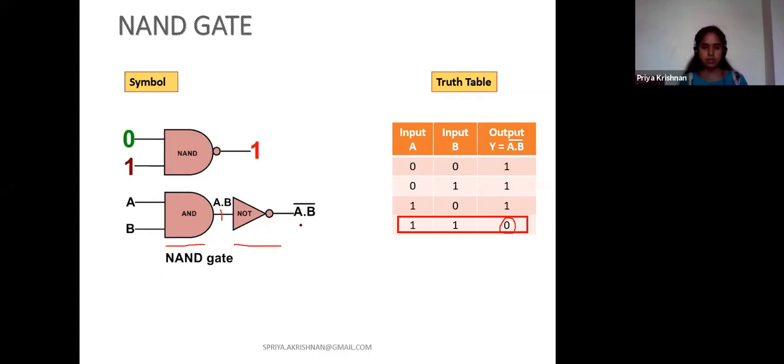Why? Because what is my expression? My expression is A dot B whole bar. I ANDed the 2 inputs and put a whole bar to that. That's why it is 0 only for the last condition and 1 for all other conditions. So how to remember the symbol of the NAND gate? Just draw the AND gate and put one bubble. A bubble always represents that the output of that gate is inverted.